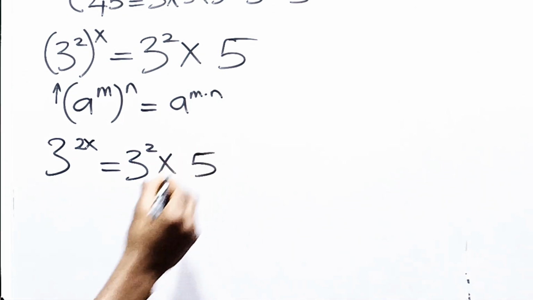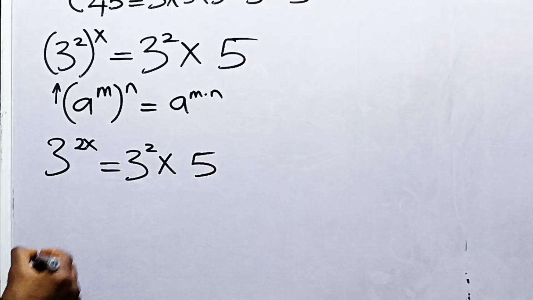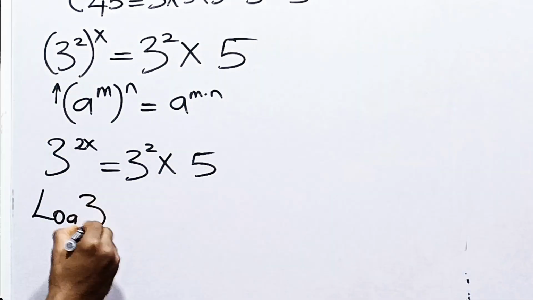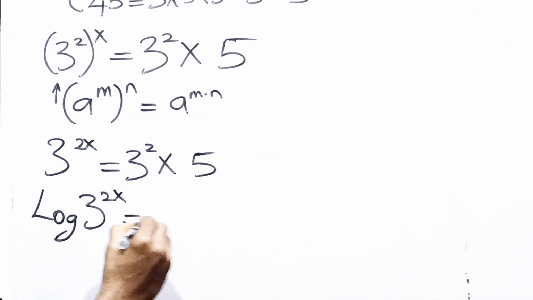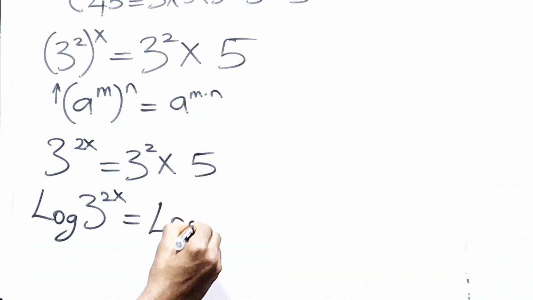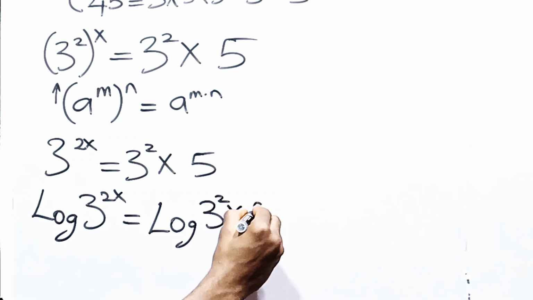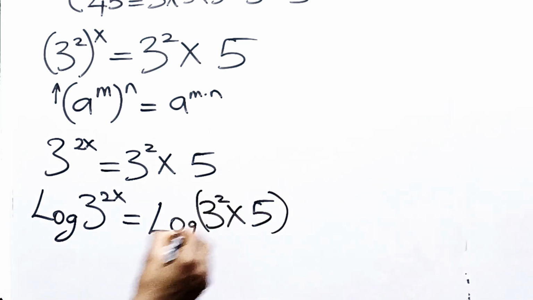Now we're going to do something here. We're going to take the logarithm of both sides. So we say the logarithm of 3 to the power of 2x should be equal to the logarithm of 3 to the power of 2 multiplied by 5, okay, in bracket like this.